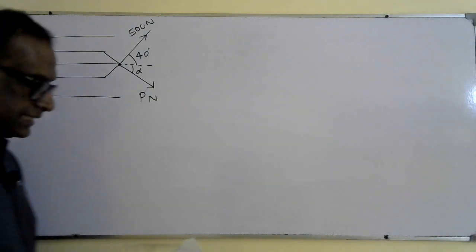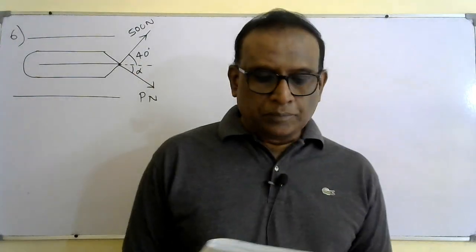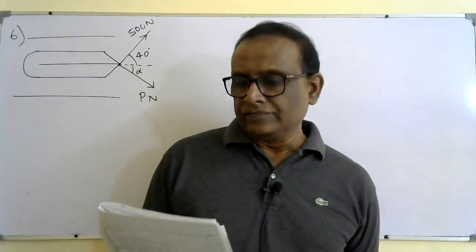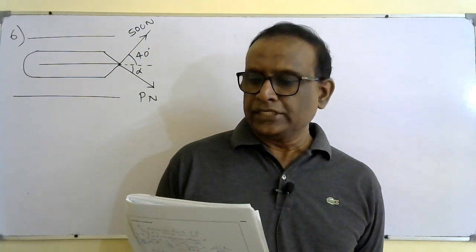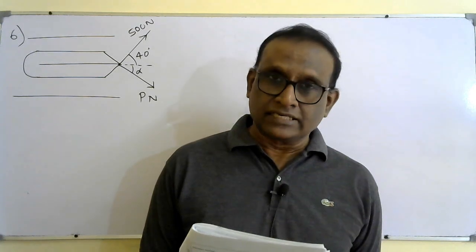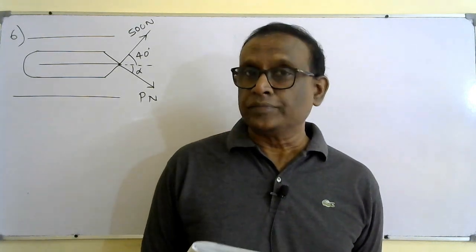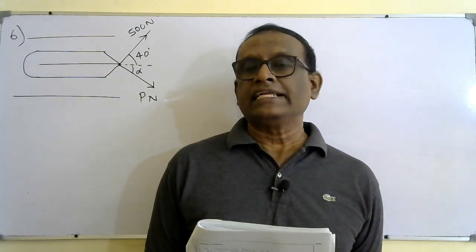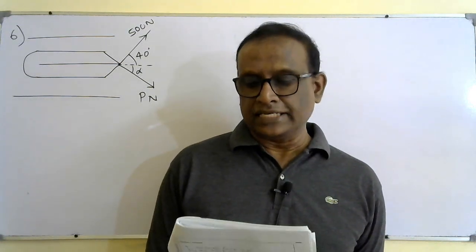Okay, question number 6. This diagram is given. A boat is pulled along a river at a constant speed by 2 ropes. Constant speed means acceleration 0. Acceleration 0 means the resultant force in any direction must be equal to 0.